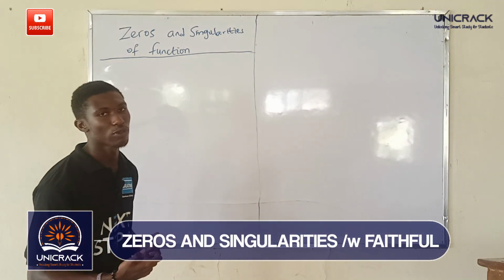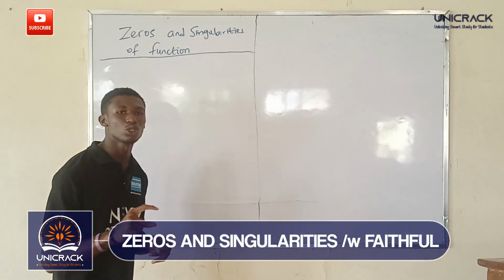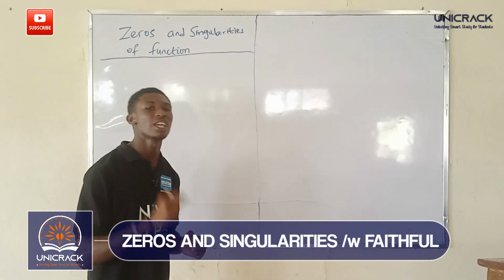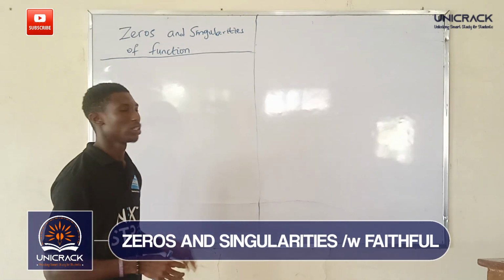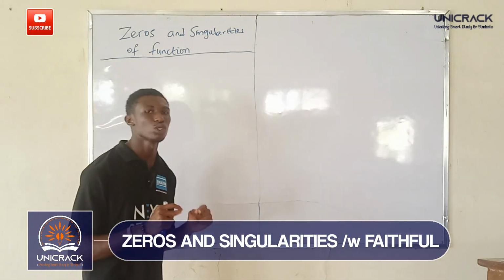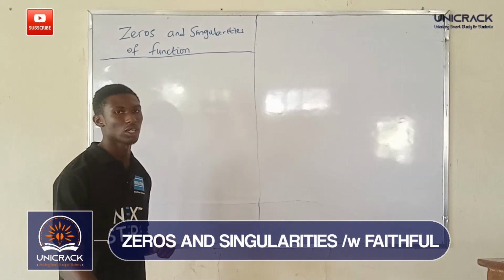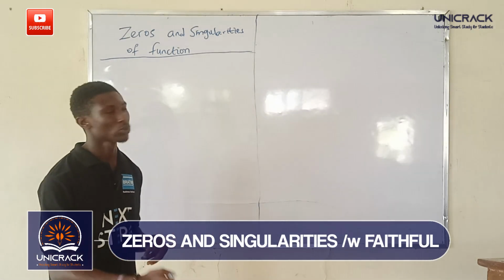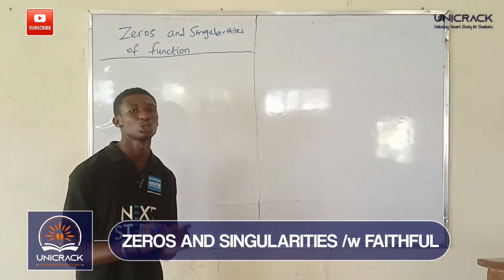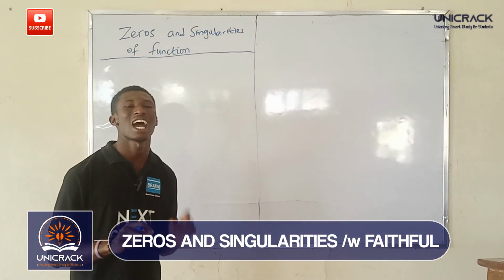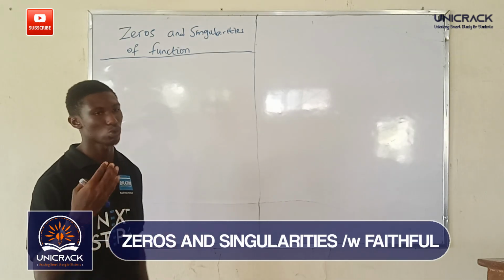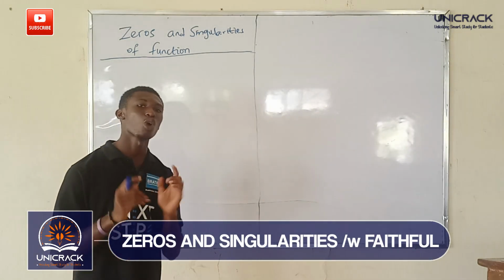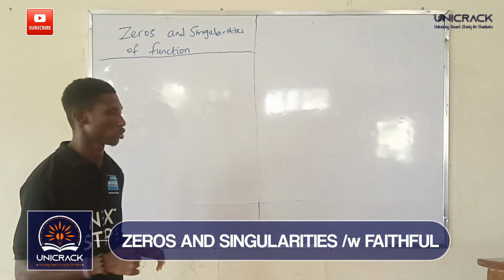The zeros of a function are all the values of x that make the function equal to 0. The zeros of a function are the values of x that make the function equal to what? 0. Now, the zeros of a function is not 0. The zeros of the function are the values of x that make the function equal to 0, and it is also known as the roots of a function.